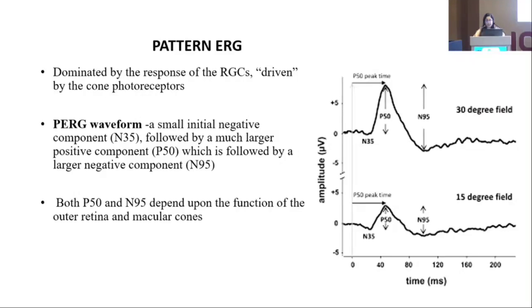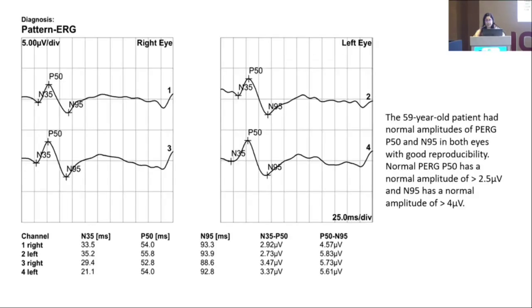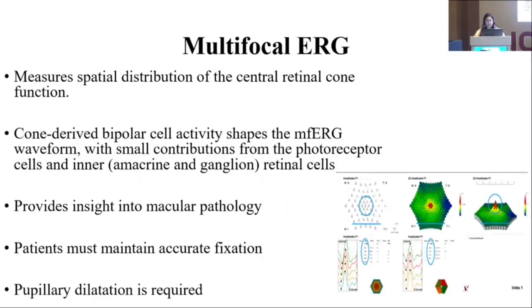The waveform includes an initial negative N95 followed by a larger positive P50, which is followed by a larger negative N95 component. It differentiates between macular and optic nerve disorders. In macular disorders, P50 is abnormal, and in ganglion cell disorders, N95 is abnormal. This is a printout of a normal pattern ERG with normal P50 and N95 amplitudes.